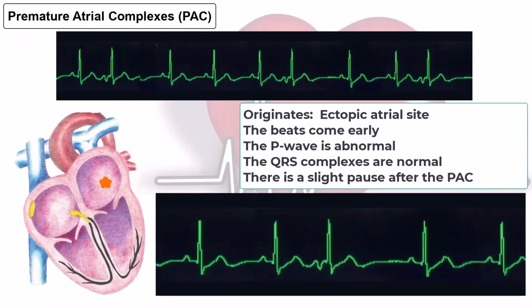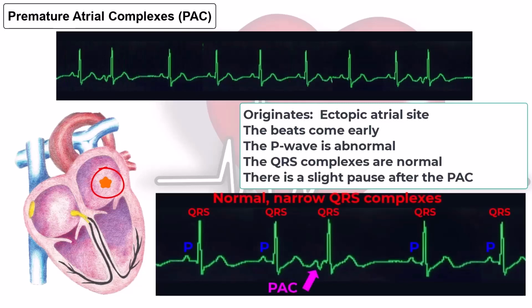This rhythm is normal sinus rhythm with premature atrial complexes. Premature atrial complexes are beats that originate from an ectopic site in the atria. Because these impulses do not start from the sinus node, the P waves look different from normal sinus P waves.